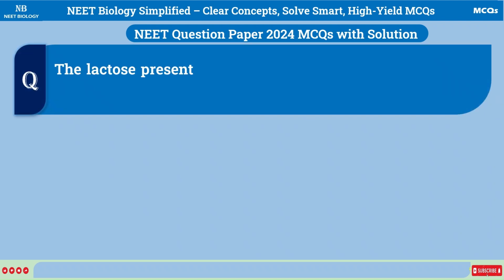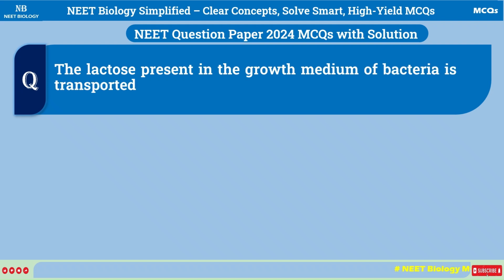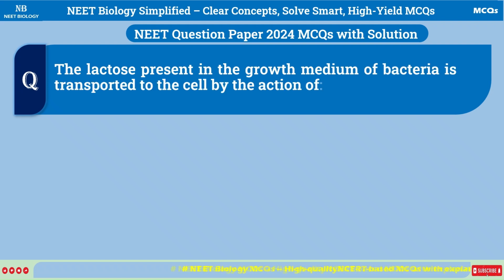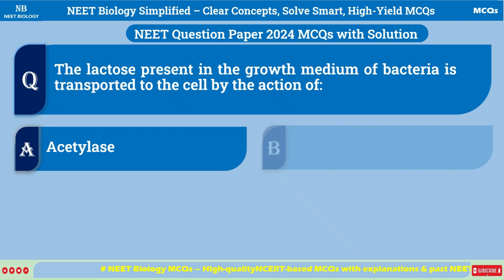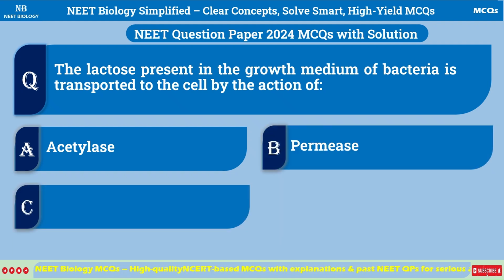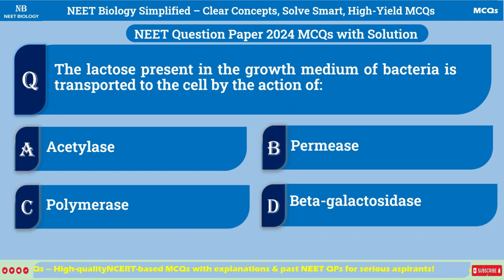The lactose present in the growth medium of bacteria is transported to the cell by the action of: A. Acetylase. B. Permease. C. Polymerase. D. Beta-galactosidase.